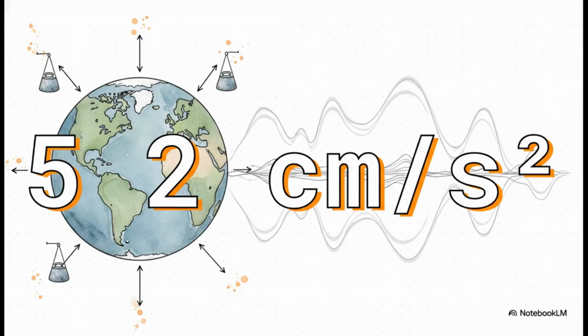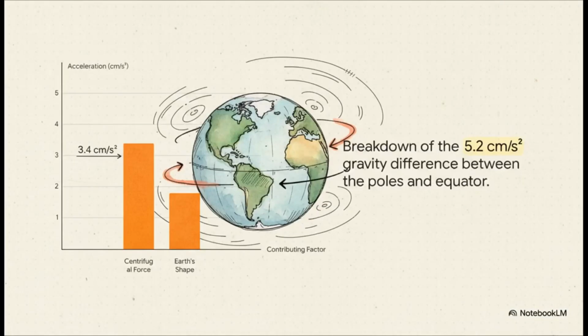So what exactly is causing it? Well, it turns out there are two main physical causes for this variation. The Earth's rotation, which is what generates that centrifugal force we talked about, is the dominant factor. It accounts for about 2/3 of the total difference, or 3.4 centimeters per second squared. The planet's actual shape, believe it or not, accounts for the other third, or about 1.8 centimeters per second squared.